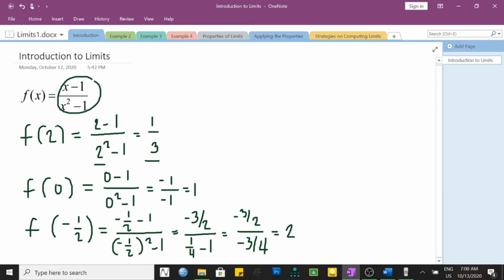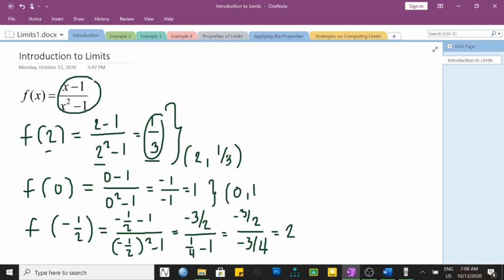To have a visual idea of what our function is, let us try to graph f of x using these values that we computed. As an ordered pair, this is the same as 2, 1/3, because our x value is 2 and the computed f of x or y value is 1/3. Also, our point here is 0, 1, and then the other one, we have negative 1/2 and positive 2.